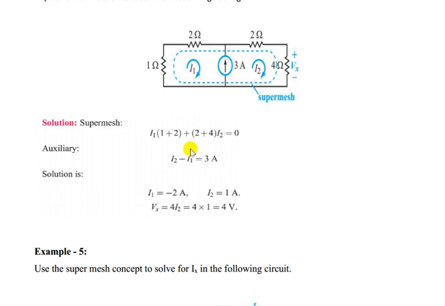Now we can solve these two equations. We have two unknowns, and we can get the I1 and I2 values. And what is Vx? Nothing but 4 into I2. So 4 I2, and we get the value.